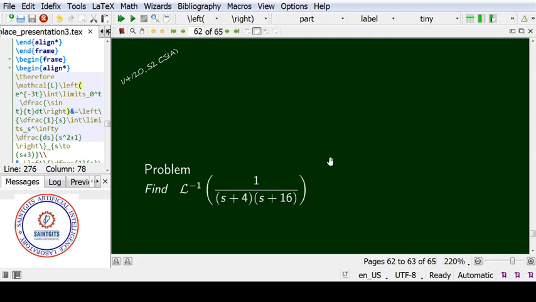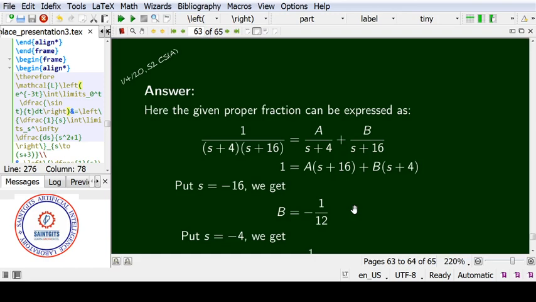We will divide it into a by s plus 4 plus b by s plus 16. So 1 by (s plus 4) into (s plus 16) will be written like this, a by s plus 4 plus b by s plus 16. Then we multiply both sides by the denominator of the LHS. When we multiply the LHS by (s plus 4) into (s plus 16), the numerator and denominator terms get cancelled, and we get 1. When we multiply the right side, the s plus 4 gets cancelled, and s plus 16 associates with a. Similarly, s plus 4 associates with b.